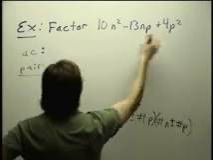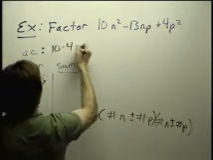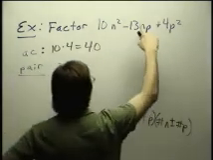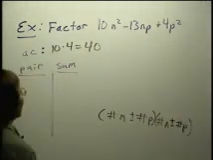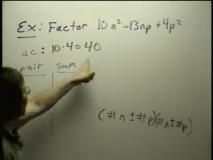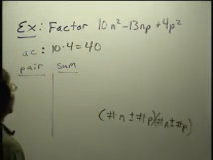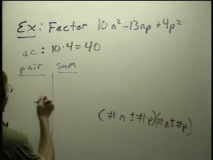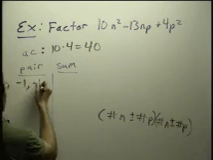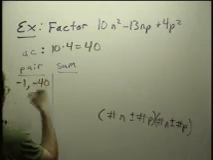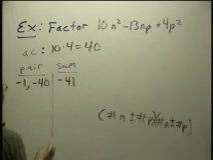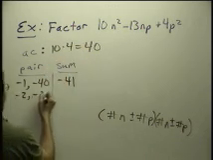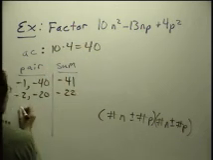10 times 4 gives us 40. We want pairs of numbers that make 40, and when they add together, they make negative 13. Well, 40 is positive, and negative 13 is negative, so we need 2 negative numbers. All right, so negative 1 and negative 40. Start at the beginning. Their sum is negative 41, not negative 13, so we continue. Negative 2 and negative 20 makes negative 22.